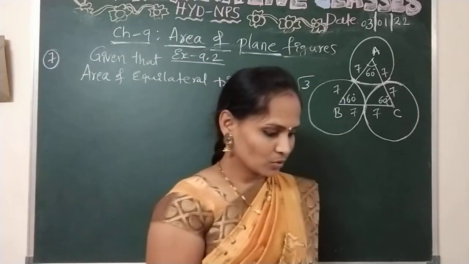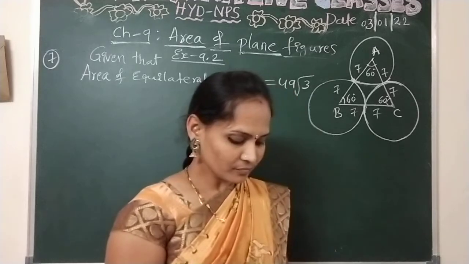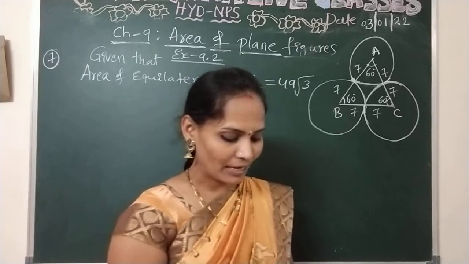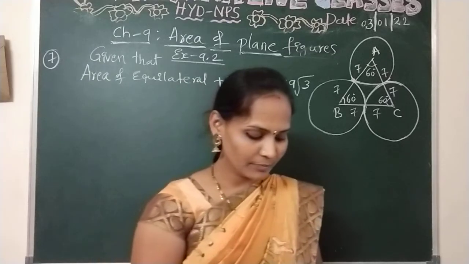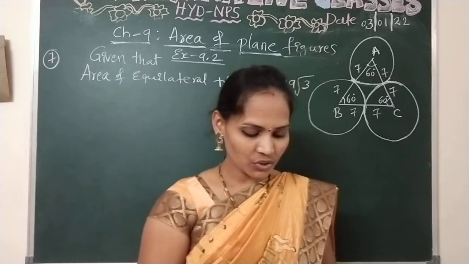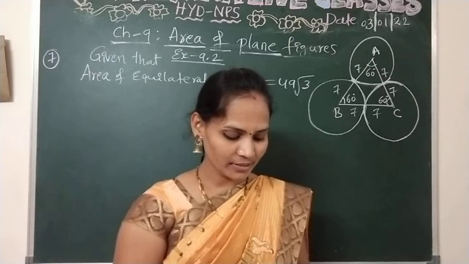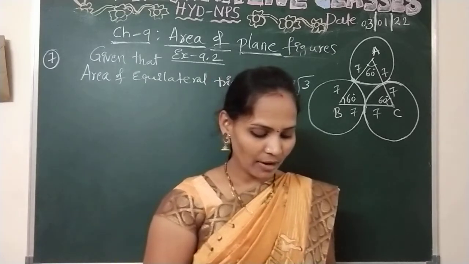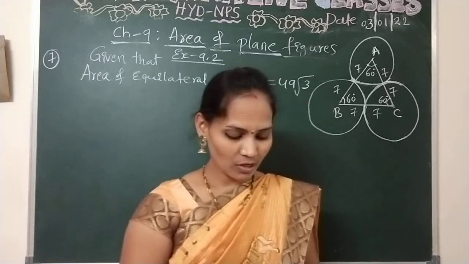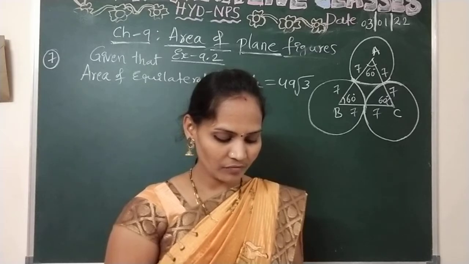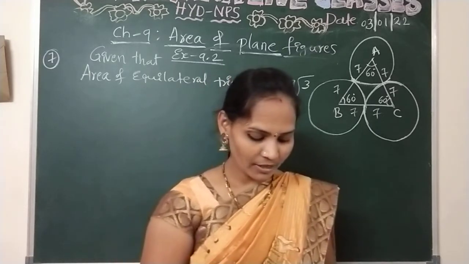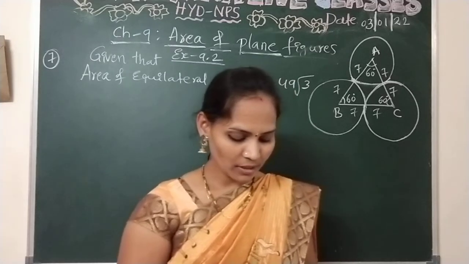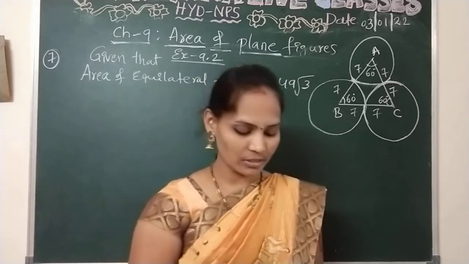First I will read the question which is given in the textbook. The area of an equilateral triangle is 49√3 centimeter square. Taking each angular point as center, a circle is described with radius equal to half of the length of the side of the triangle as shown in the figure. Find the area of the portion in the triangle not included in the circles.